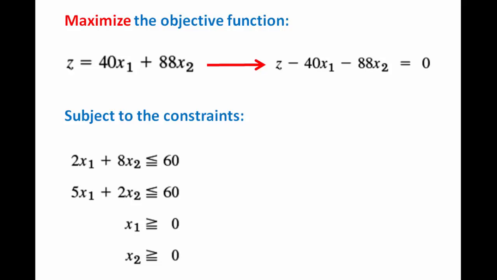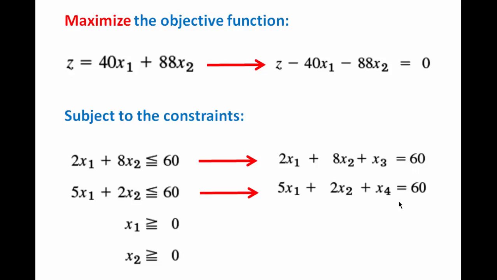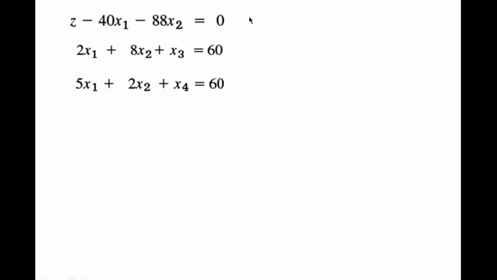And in the same way, we're going to rearrange the constraints. So we have 2x1 plus 8x2 plus x3. x3 is a new variable called slack variable, and we use this slack variable in order to convert the inequality here to equality. Similarly, we rearranged this constraint. After rearranging the objective function and the constraints, we write them as a linear system of equations.